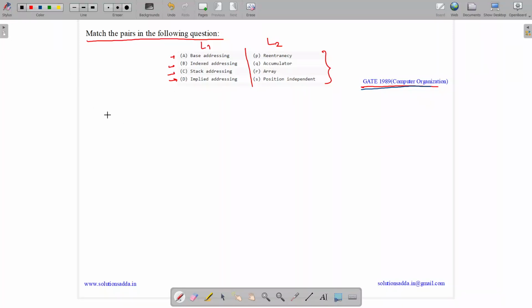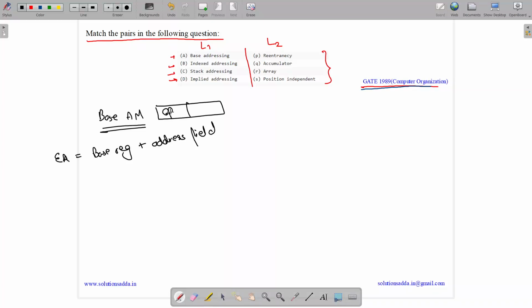Let us see all the addressing modes one by one. We have base addressing mode. So what a base addressing mode does is that in base addressing mode, we have a base register, and we calculate the effective address by combining the value of base register and the address field. So here the instruction will be something like this. We will have an opcode and we will have an address field. So effective address is calculated by combining the value of base register and this address field. We will get the effective address in the memory where our operand is present.